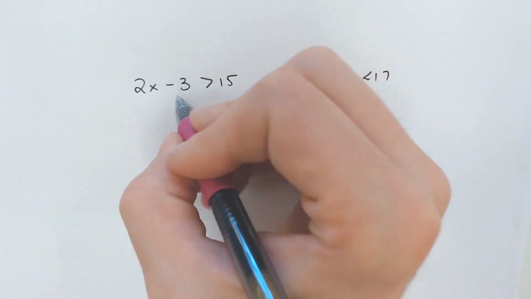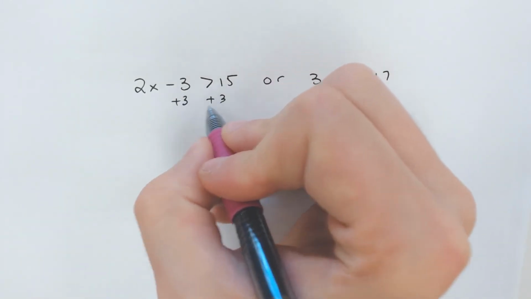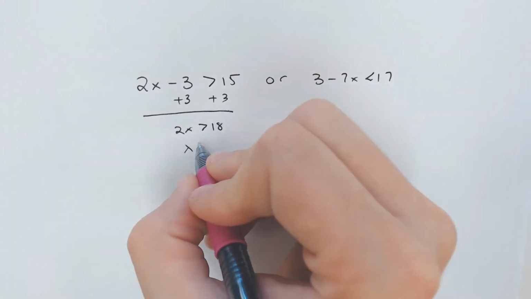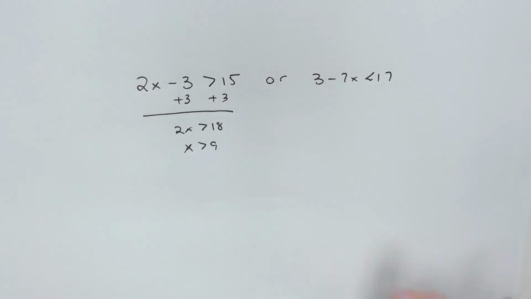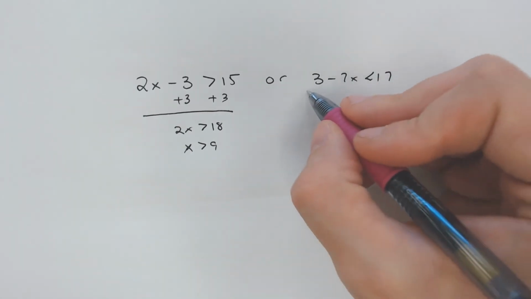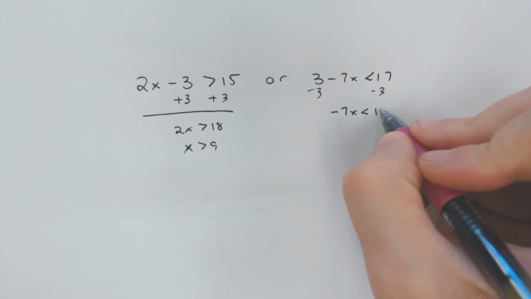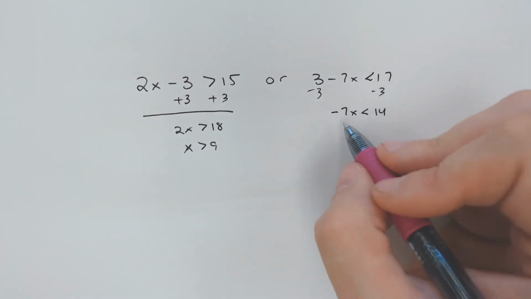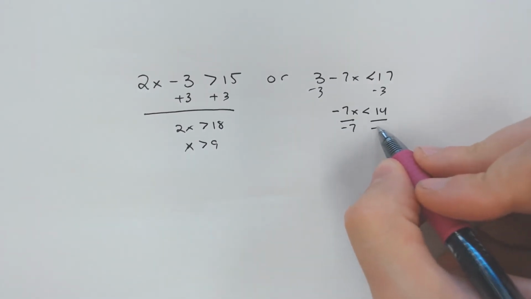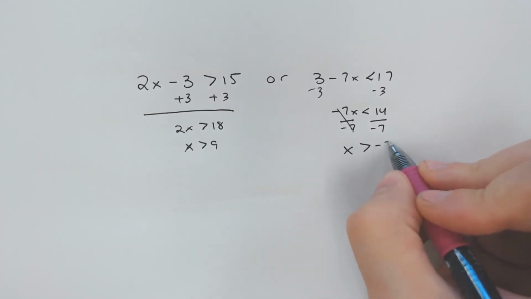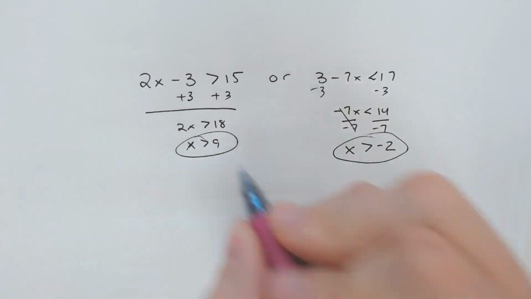We're going to add 3 and 3. 2x is greater than 18 and x is greater than 9 because we divide by 2. And then here we subtract 3. We get negative 7x less than 14. If you divide by a negative, like we are right here, we're dividing an inequality by a negative, you have to flip your inequality symbol.